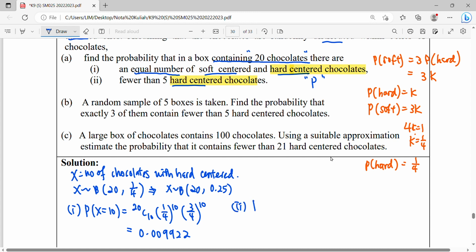Number 2, X fewer than 5 means less than 5. We read from the table. We are going to read more than, so 1 minus. You want less than 5, so take 1 for everything, minus X greater than or equal to 5. So read your table.